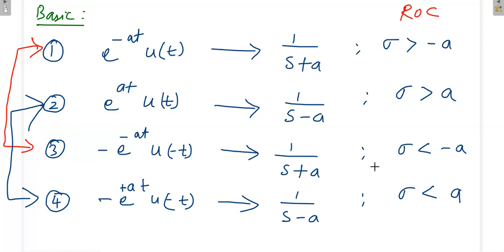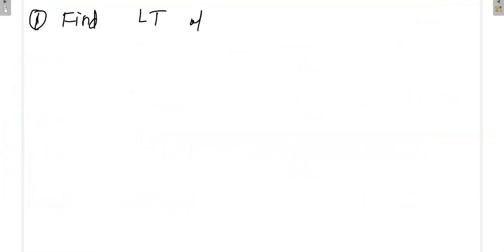Okay, these are all the four basic signals for which you should know readily the Laplace transform and also the ROC. Okay, now we'll take one problem. Find the Laplace transform of x of t equal to e power minus 3t u of t plus e power minus 2t u of minus t.